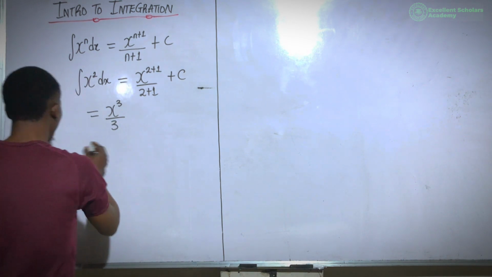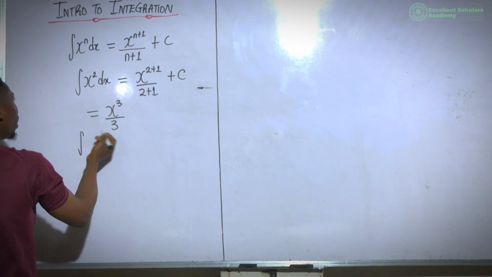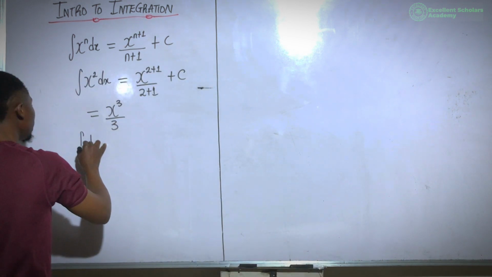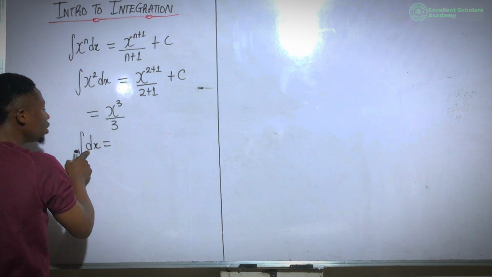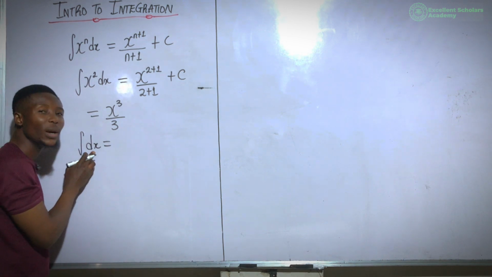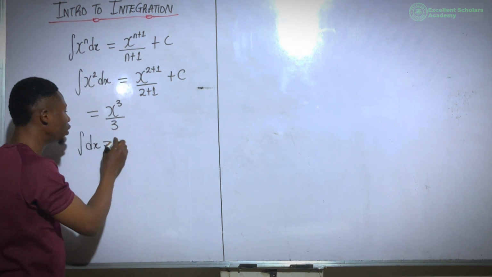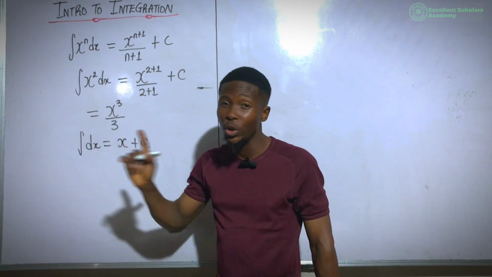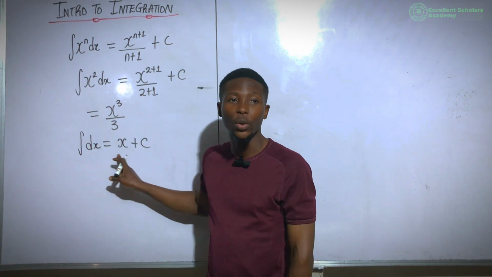Okay, now let's try another one. Oh, I forgot to tell you. If you want to integrate something like this, you want to integrate dx. If you integrate dx, it's like the integral takes away the d, and then you are going to have x plus your constant of integration. So another thing you need to note is if you integrate dx, you're going to get x.